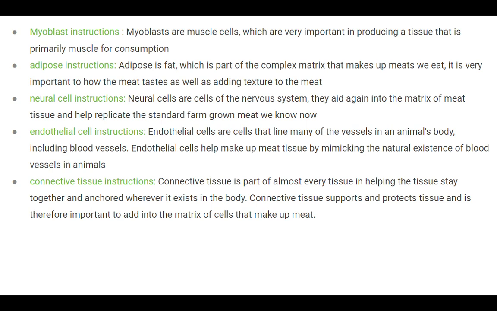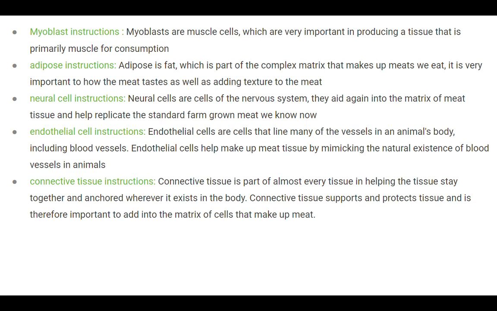Neural cell instructions. Neural cells are the cells in the nervous system. They aid, again, in the matrix of meat tissue and help replicate that standard farm-grown meat we know now. So it's another one of those little details that these muscle tissues that we eat as meat contain these neural cells, because if they were in the living cow as a whole organism, those tissues would have neural cells. So we should add it into the meat so that it is consistent with that texture and taste that we are comfortable with now.